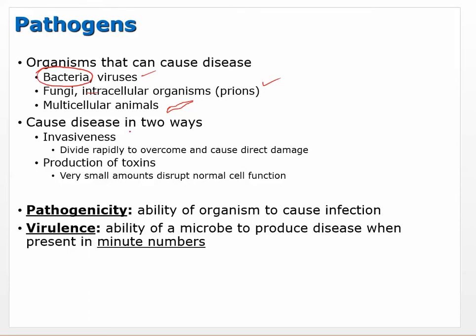Pathogens cause disease in 2 different ways. One is invasiveness, which means that they divide rapidly, overcome, and cause direct damage. They steal resources, whatever, and that's how they can cause disease. Or they could produce toxins.